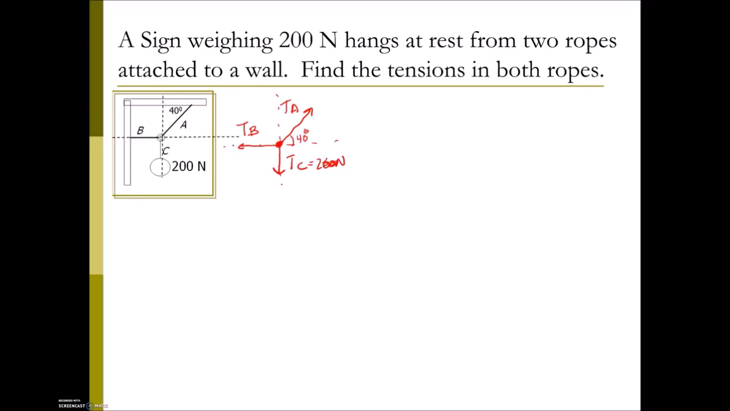So there's my free body diagram. I have tension A at an angle of 40 degrees, just a little horizontal. I have tension B, which is completely horizontal. It's completely on that x-axis. And I have tension C that is vertically straight down.